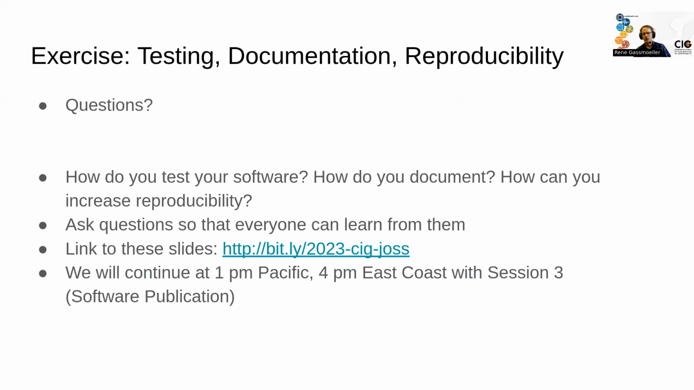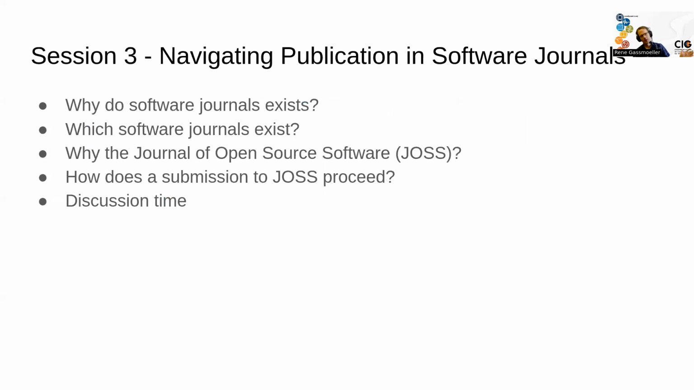This concludes session 3, which I wanted to conclude before the break, but this means now we can just move on to navigating publication in software journals. In this session, we want to cover why do software journals exist at all? Which software journals are there? Why are we talking about the Journal of Open Source Software in this workshop? And maybe the most important question, if you think about publishing your software, how does the process work if you publish your software in the Journal of Open Source Software?